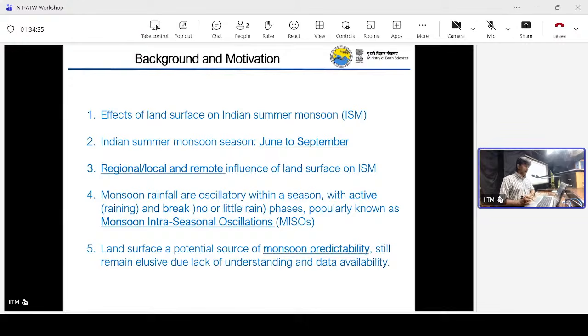When I say Indian summer monsoon, it's basically the June to September rainfall. And I'll be talking about what the local or regional effect is, and how the land and atmosphere interact locally.